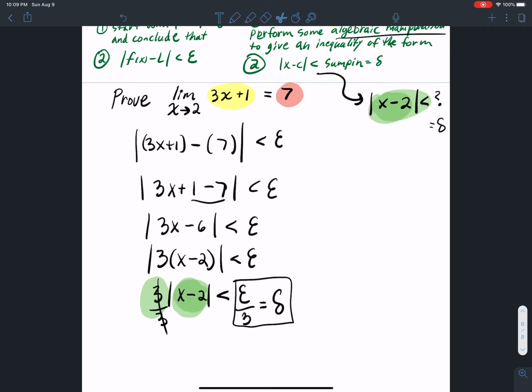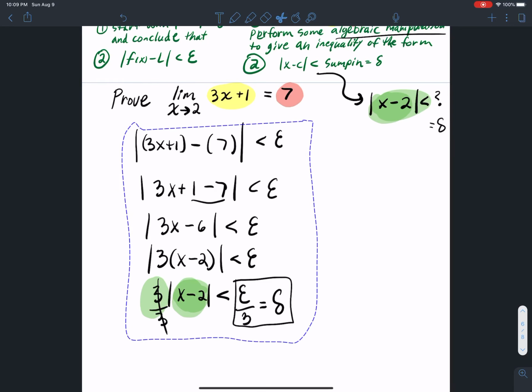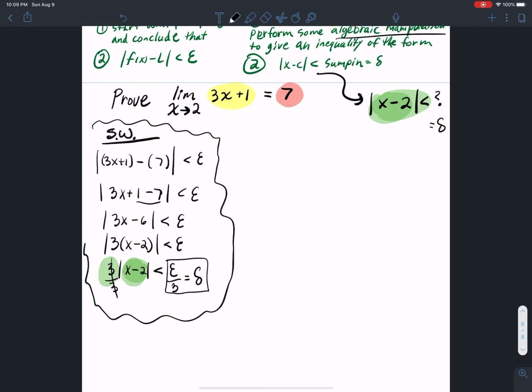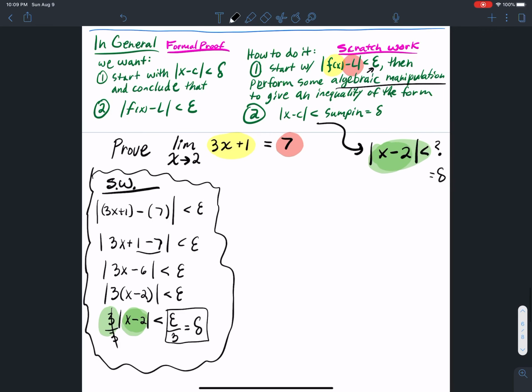So this is the scratch work. Okay, so I'm going to label this scratch work over here, just put it over to the side. Now I've got the formal proof. So how does the formal proof work?